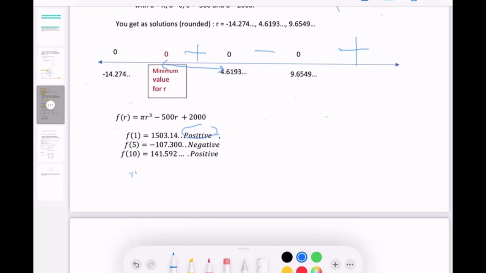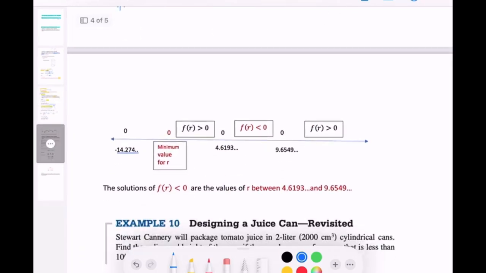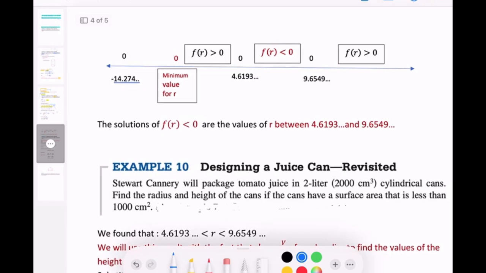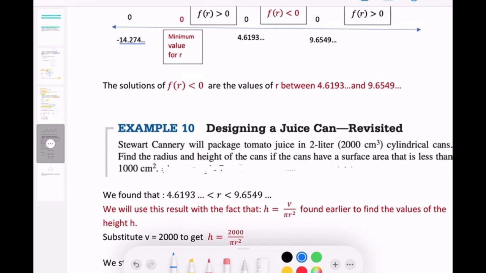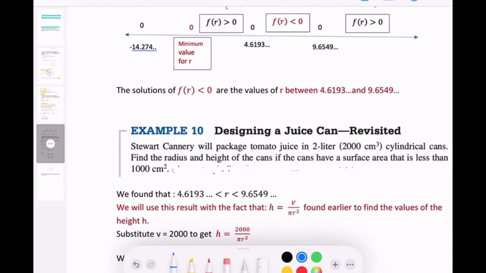Now, let's go to our problem. I've summarized the signs here. So this is positive, this is negative, this is positive. This is the summary. Now, the solution of f of r less than 0 are the values between the two zeros, where f of r is negative, between 4.6193 and 4.6549, etc. So these are my values for r.